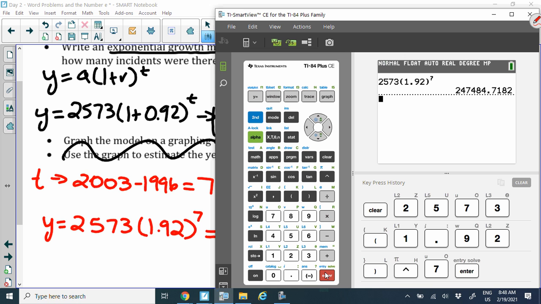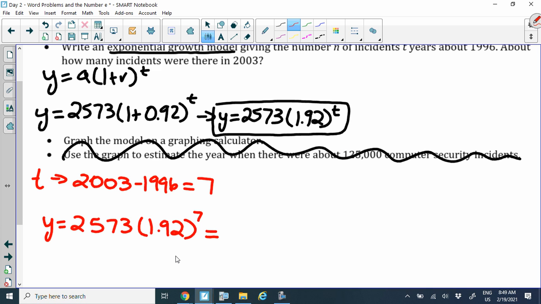Okay, so let's go ahead. We're probably going to round to the nearest whole number because that would make sense, because there's really not going to be a 0.71 virus, okay? So let's go ahead, we'll round up to 85 here. So we have about 247,484 incidents with viruses or computer viruses.